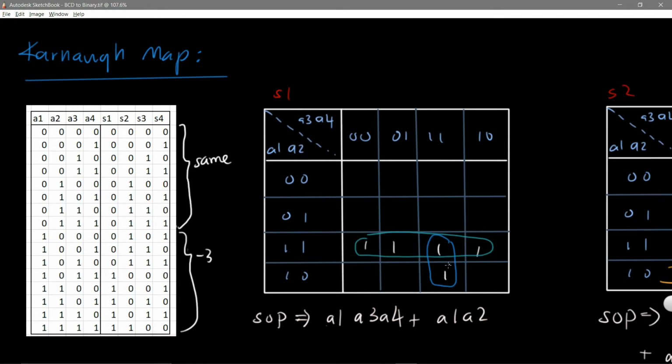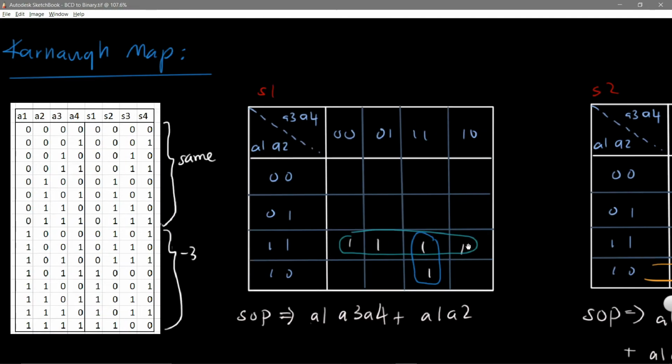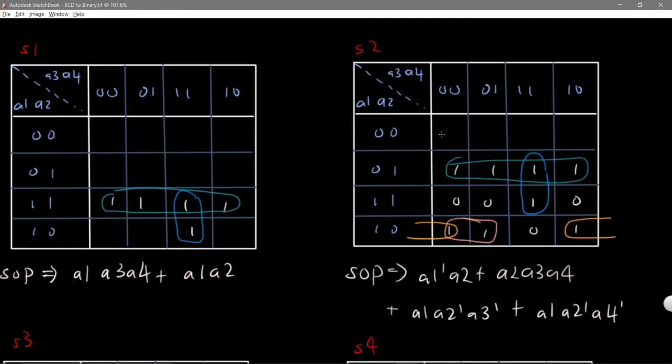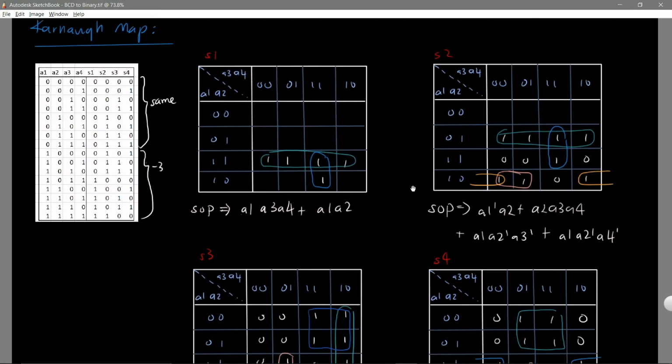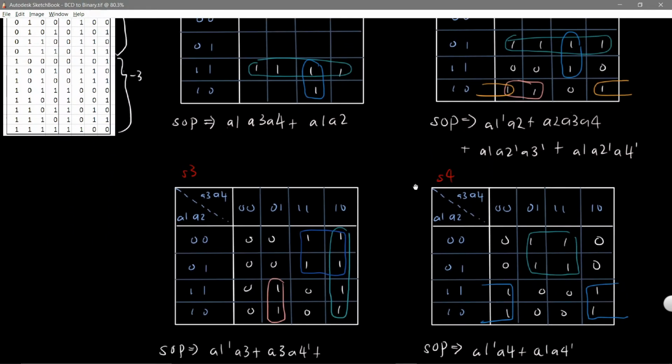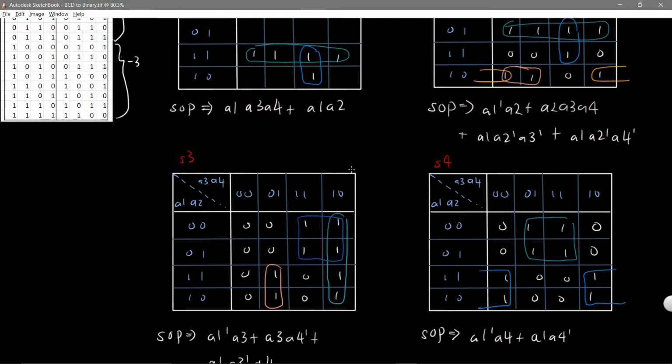You just mark them down, write your own expressions, you mark them down, and you do it for all 4 outputs here, and you will get 4 sum of product expressions in total. You can see they are computed here.